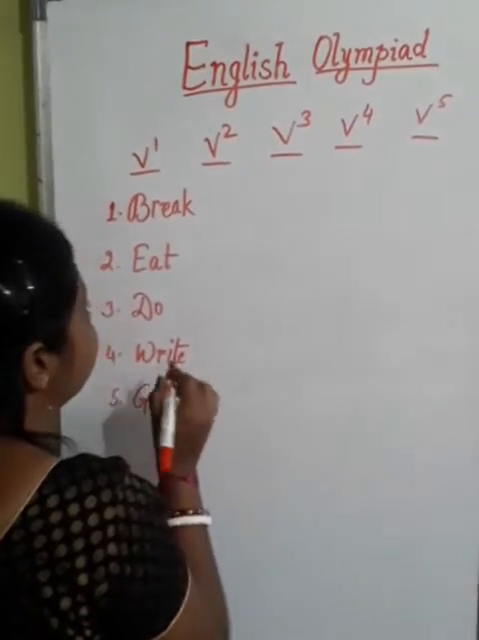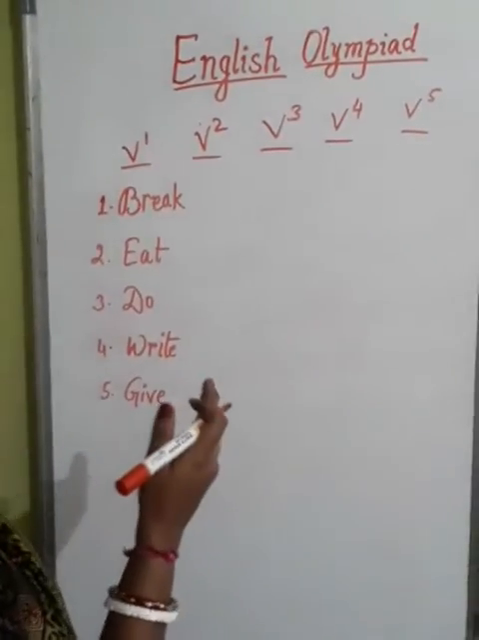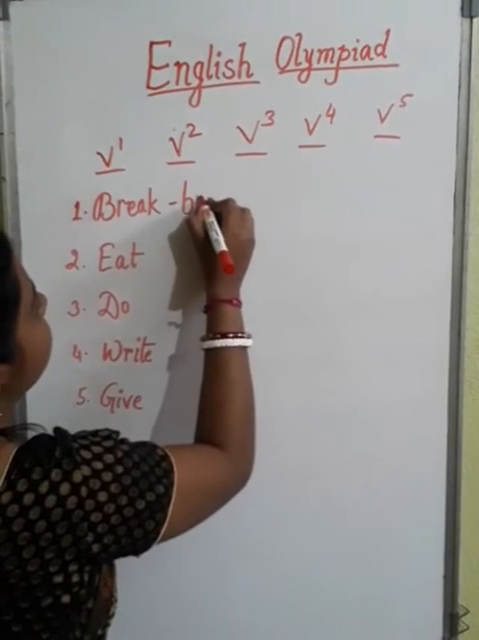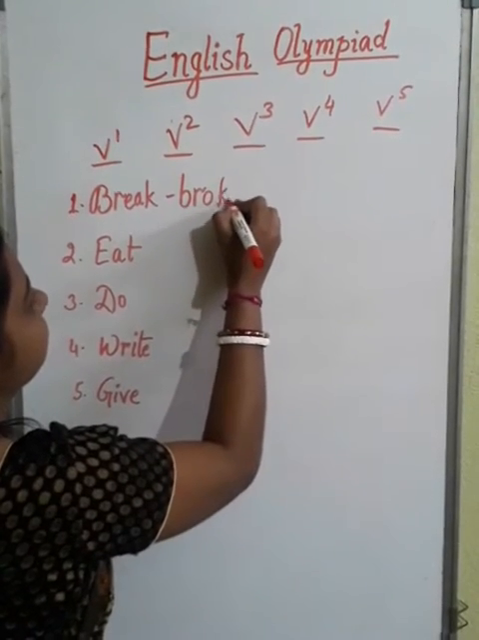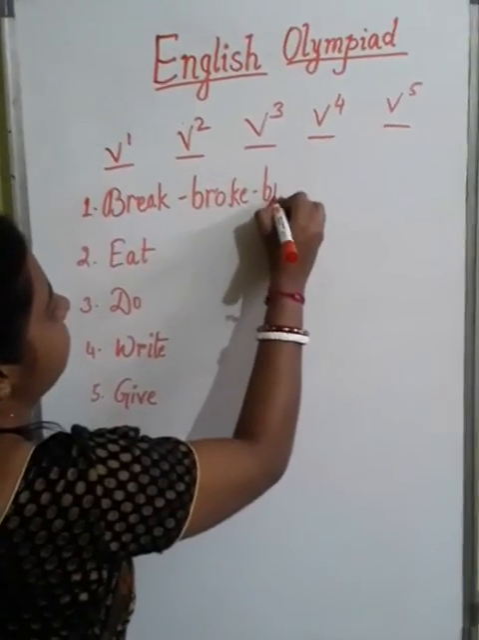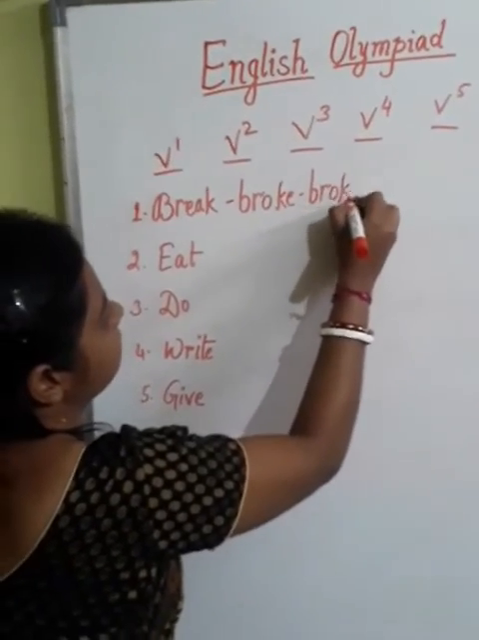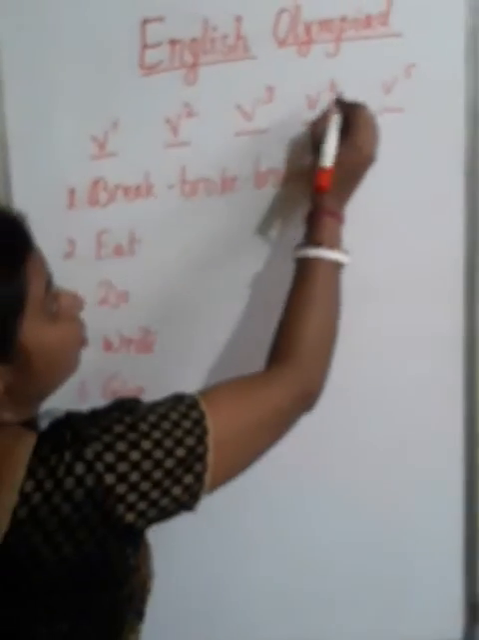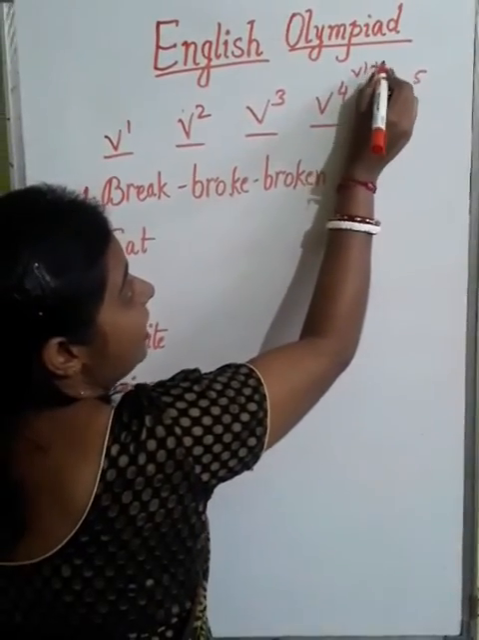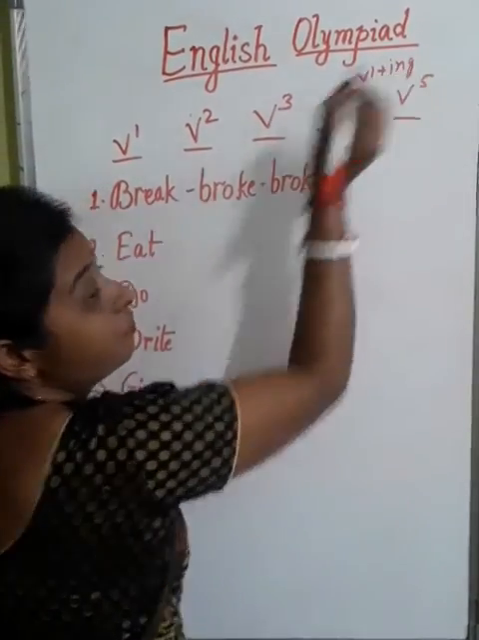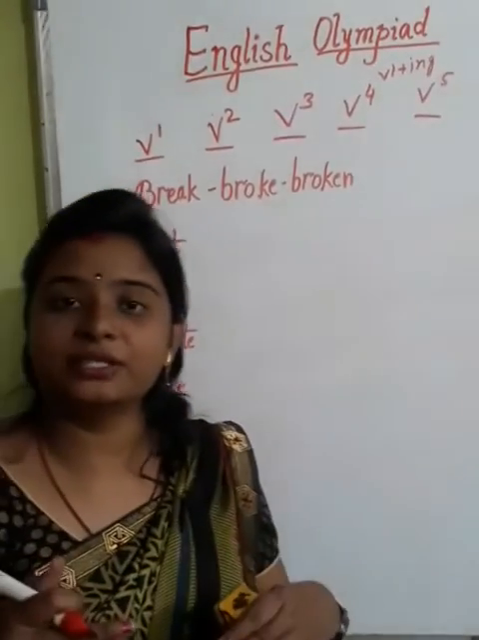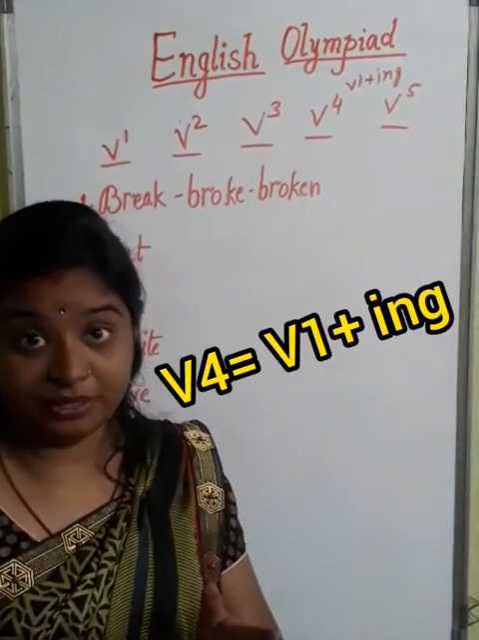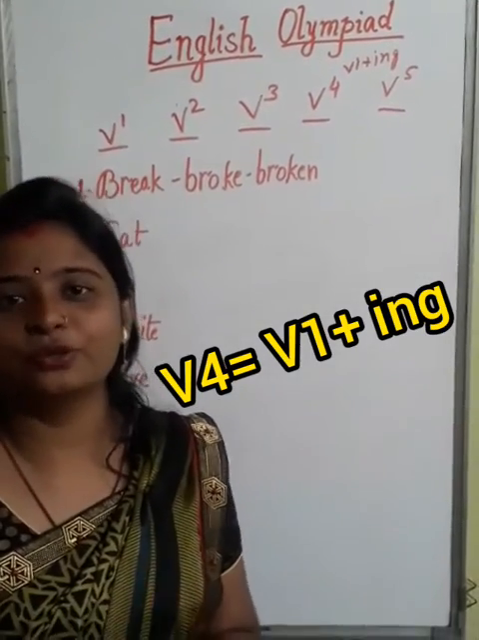So have a look at these words. These are the V1, the first form of the verb. Coming to the second one, the second form will be broke, broken. Then the fourth one, as I said, according to the rule, the fourth one means V1 plus ing. How can we change V1 into V4? We add ing with V1. It means V1 plus ing equals V4.